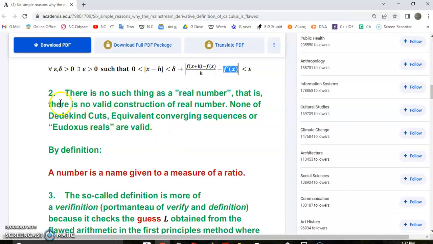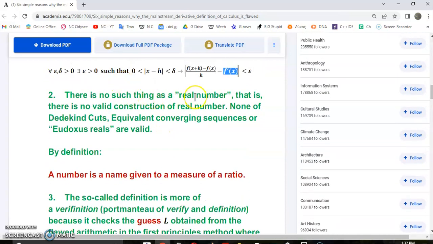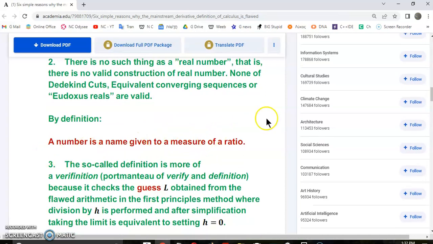So the second reason is that there is no such thing as a real number. Okay, that is, no valid construction. And none of Dedekind's cuts, equivalent converging sequences, also known as Cauchy sequences, or Eudoxus reals, or anything else that you've heard about is valid. There is no such thing as an irrational number, hence no such thing as a real number.